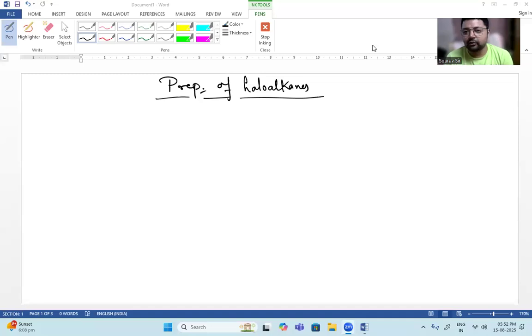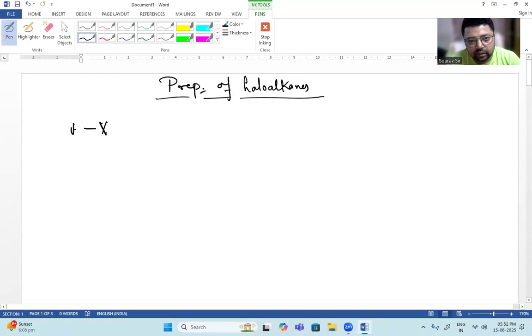Today we will start with the preparation of haloalkanes. Haloalkanes, as the name says, have a halogen attached to an alkyl group. Its formula will be CnH2n+1 with a halogen, an alkyl group with a halogen.